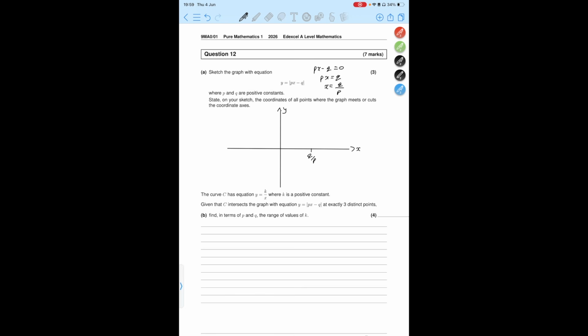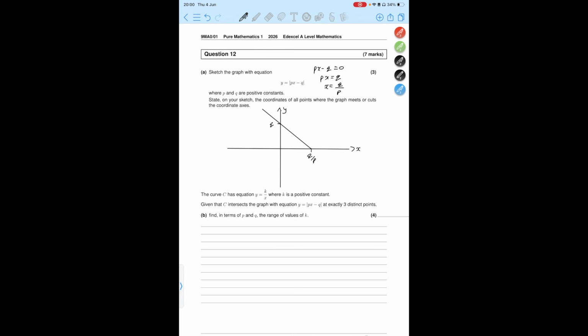Our last thing is, we can find the y-intercept. When x is equal to 0, what is our y value going to be? We set x equals 0, and we get y equals the modulus of minus q, so y is simply q. As q is positive, you can say q is here. Now all we have to do is join up. I'm going to try and do this accurately. So I'm going to say that this is now q.